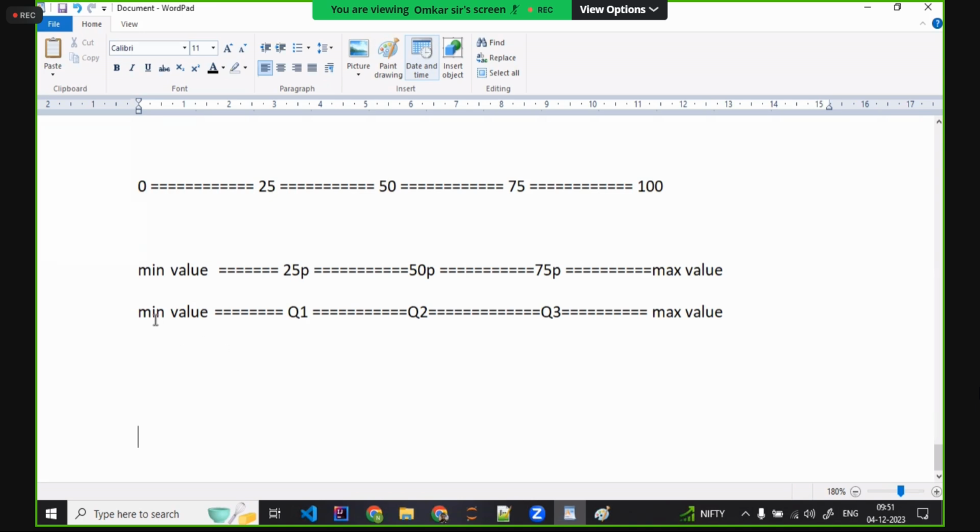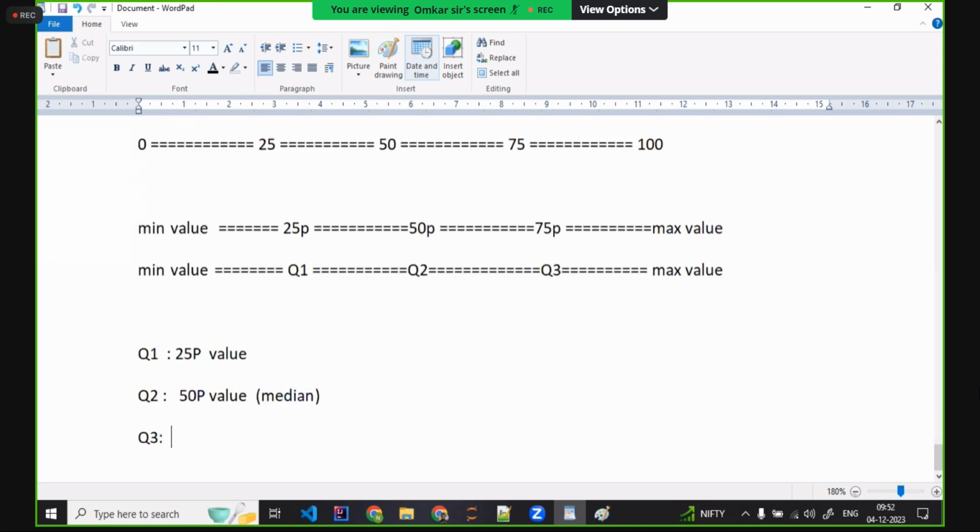So 0 to 25 is nothing but Q1. Q1 is nothing but the 25 percentile value. Q2 is nothing but the median, that is the 50 percentile value. And Q3 is the 75 percentile value. These three are very, very important. Q1 is how much? 25. Q2 is how much? 50. Q3 is how much? 75.